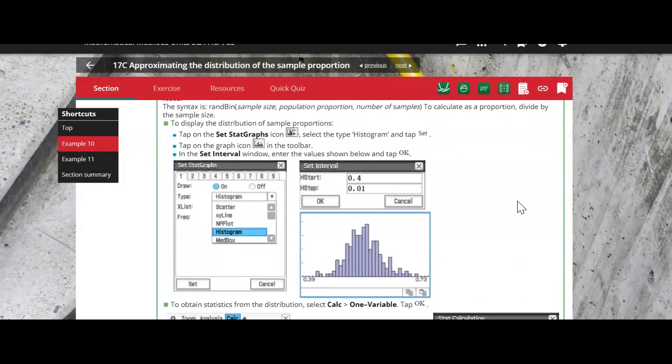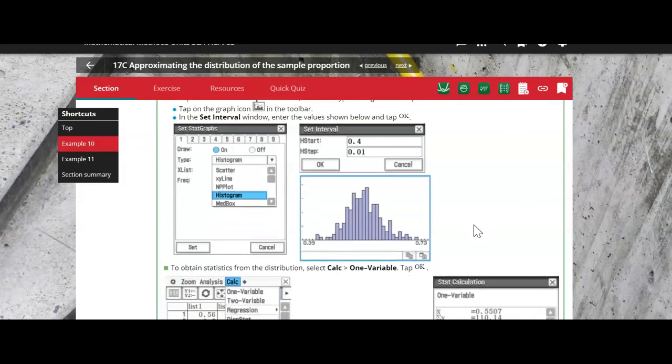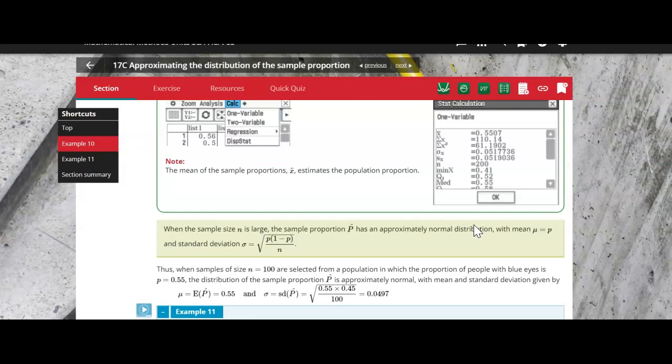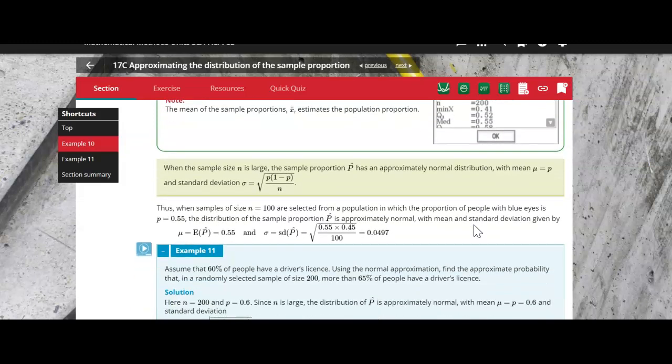If we were to graph it, you don't really have to, but this shows you how it works. You can see you've got a normal distribution there. You don't really need to know these calculator menus. When your sample size n is large, the sample proportion has an approximately normal distribution. The mean is equal to p, where p is your population proportion, and the standard deviation is that formula there.